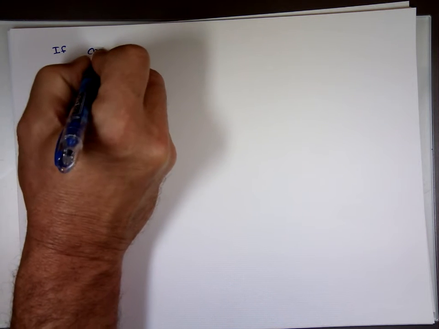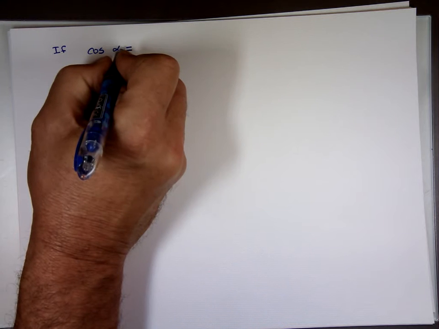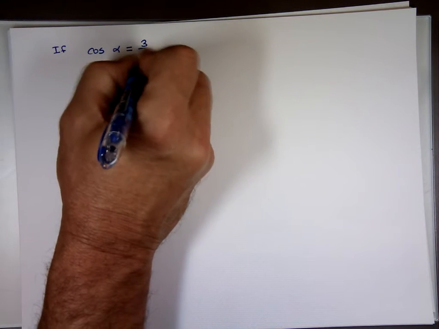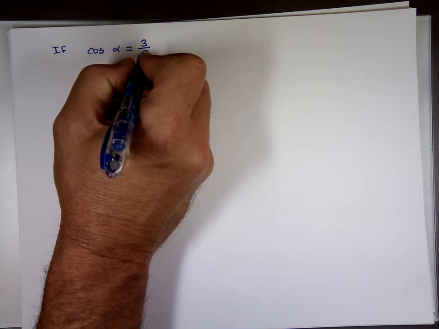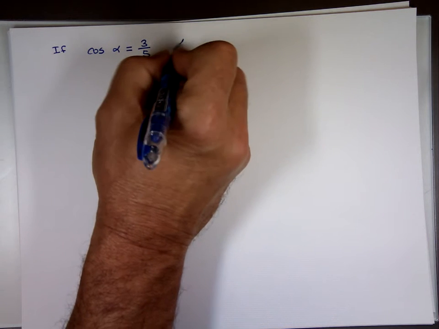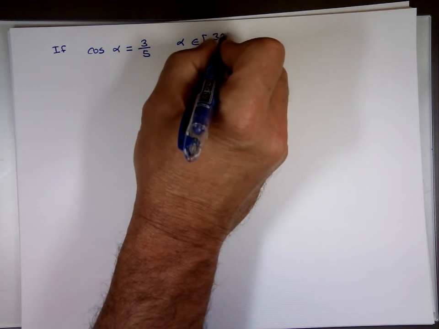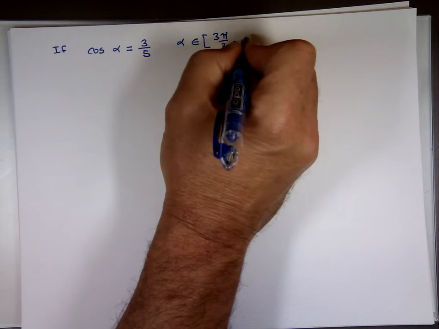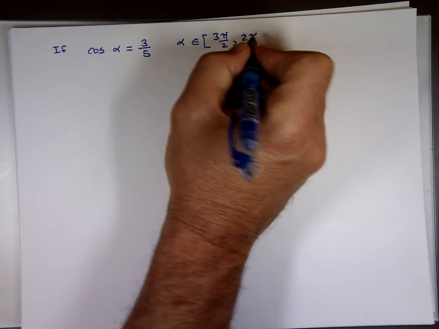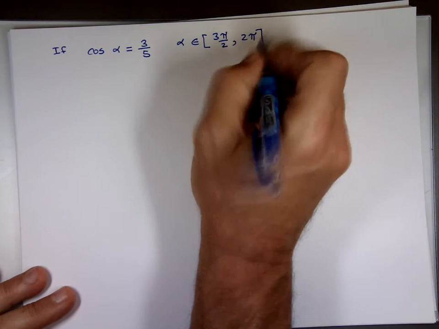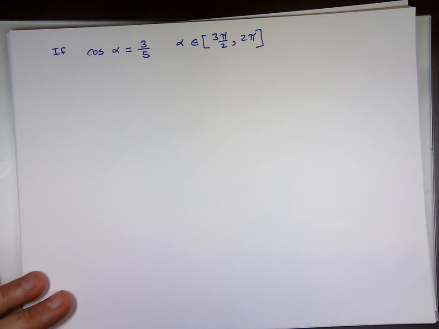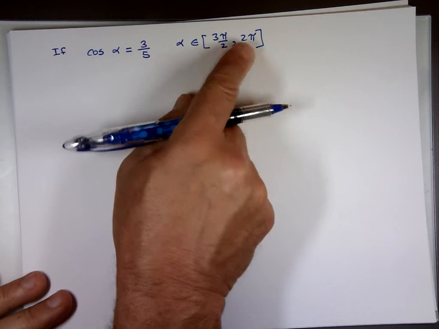About this example. Let me try another one. If cosine alpha is equal to 3 over 5 and alpha in the fourth quadrant, alpha belongs to 3 pi over 2 to where? To 2 pi. That means in the fourth quadrant, right? Between 3 pi over 2 and 2 pi.